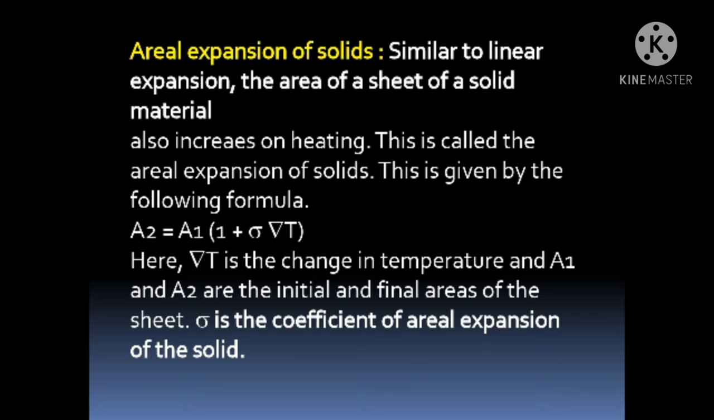This is given by the following formula. The formula for this is A2 is equal to A1 multiplied by 1 plus sigma multiplied by delta T. Here students, delta T is the change in temperature, A1 and A2 are the initial and final areas of the sheet, and sigma is the coefficient of areal expansion of the solid. In linear expansion, lambda was the coefficient of linear expansion of solid. Here only a slight change: sigma is the coefficient of areal expansion of the solid.